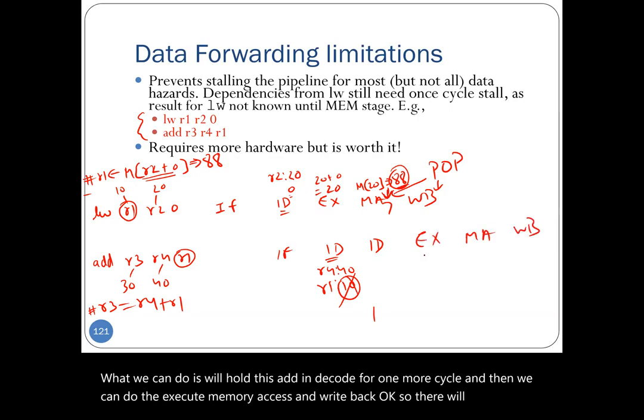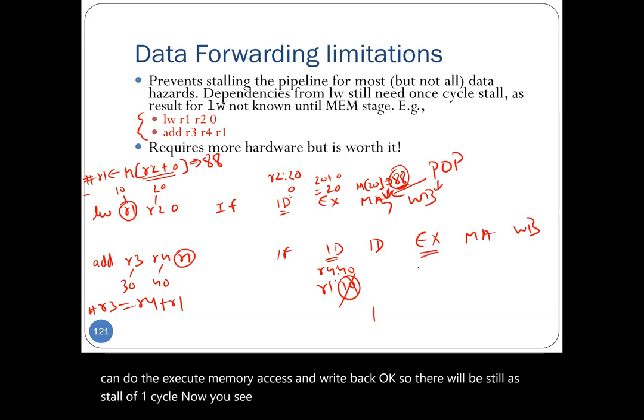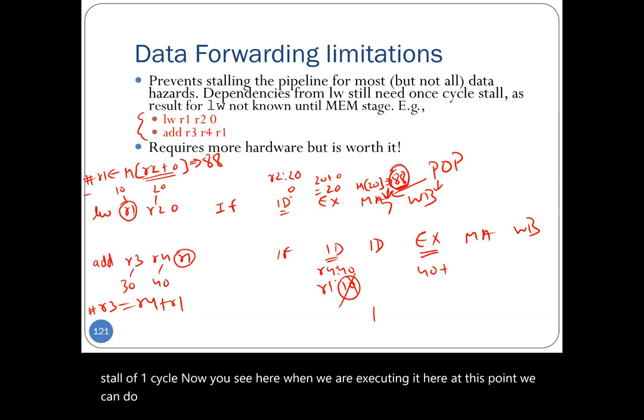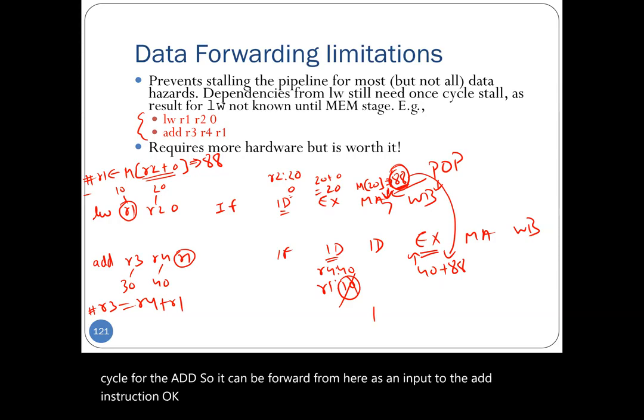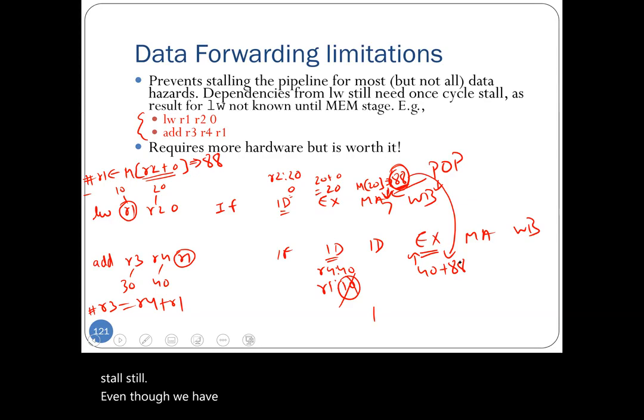Now you see here, when we are executing it at this point, we can do 40 plus this data. 88 is already present at the beginning of the execute cycle for the add, so it can be forwarded from here as an input to the add instruction. Okay, and we can proceed with the correct result. So there is one cycle stall still, even though we have data forwarding. So that's a quick summary of how data forwarding works in a pipeline.